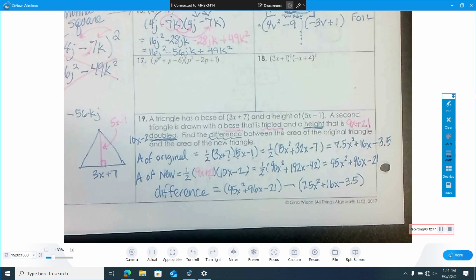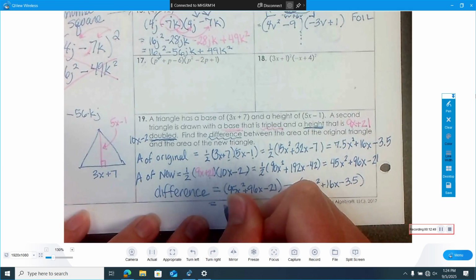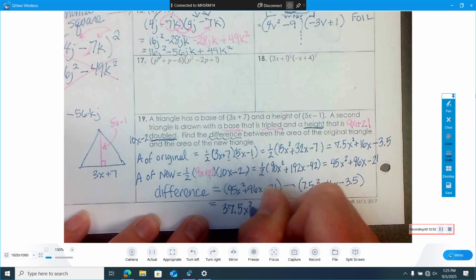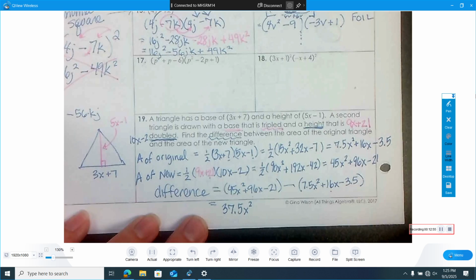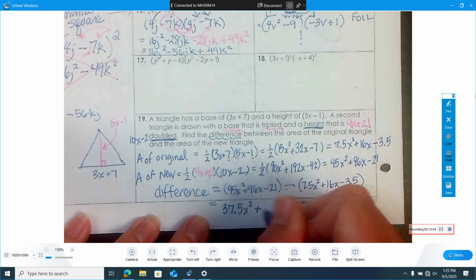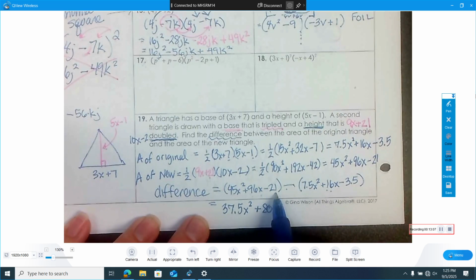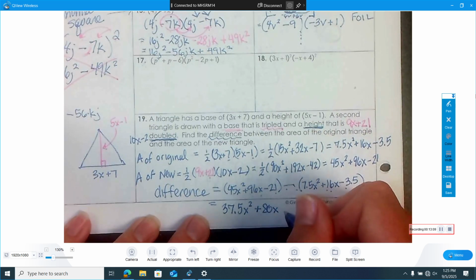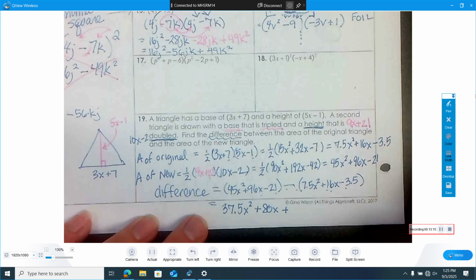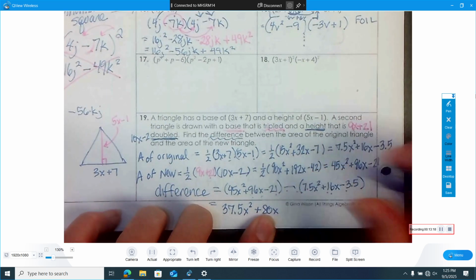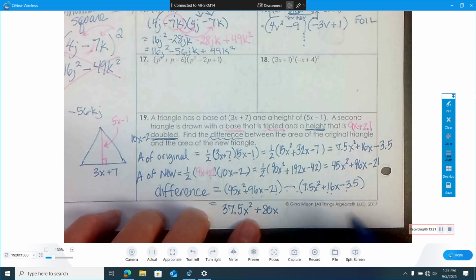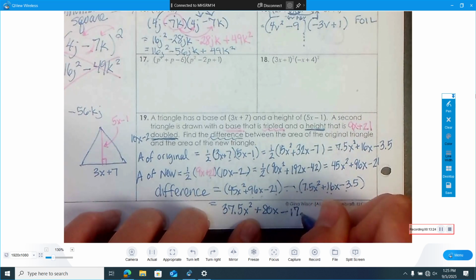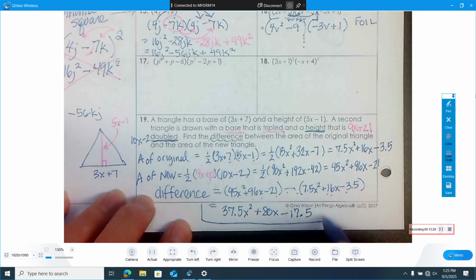All right. Let's see. 45 minus 7.5 is 37.5 x squared. 96 minus 16, thank you, is 80. And then negative 21 minus a negative 3.5 would be plus. That'd be negative 17.5. Oh, all right, that was a lot.